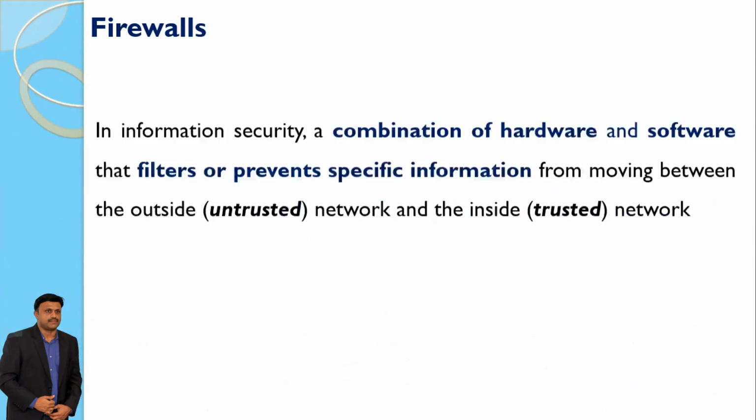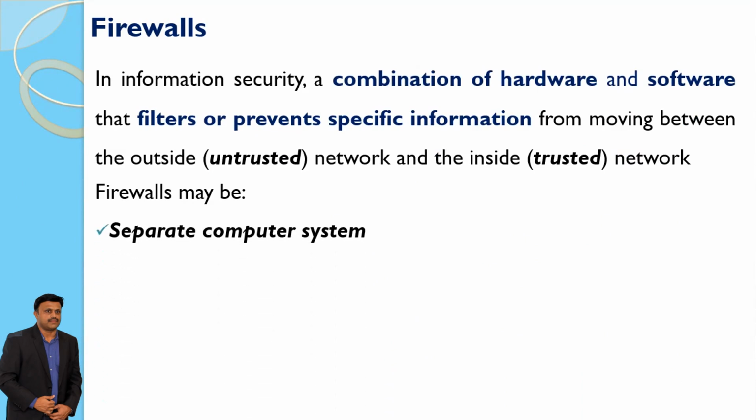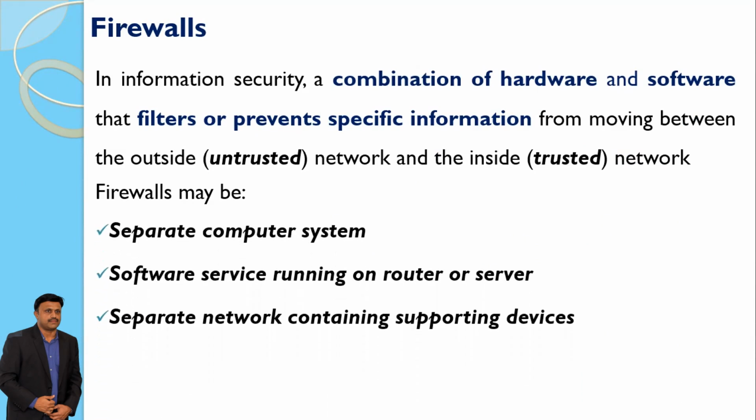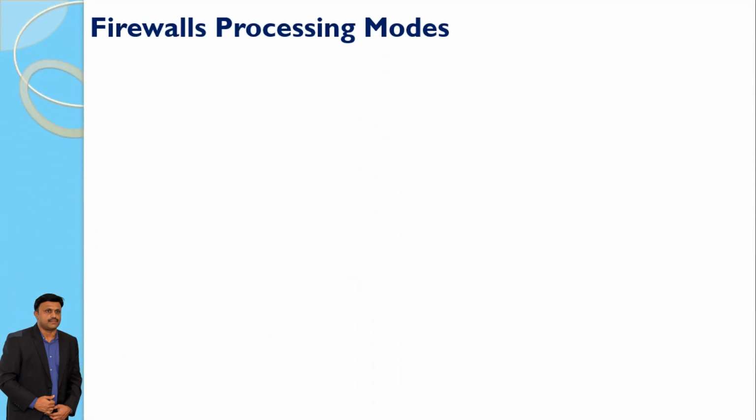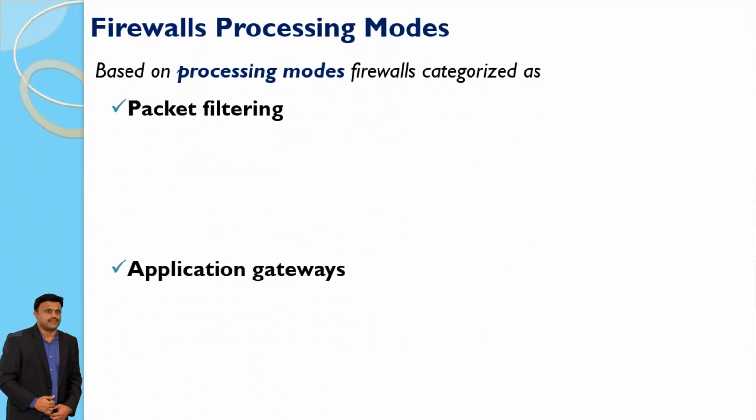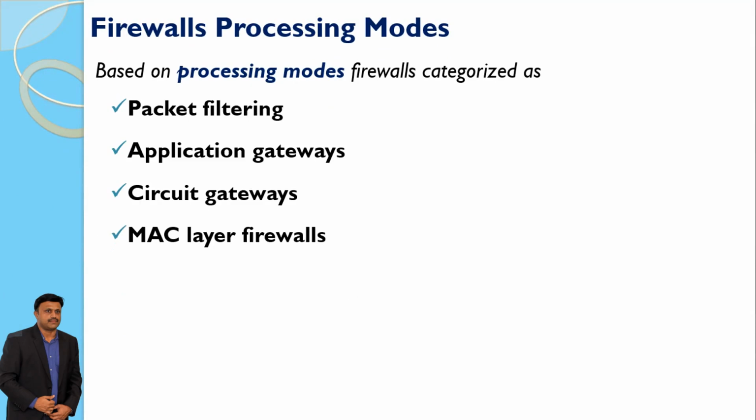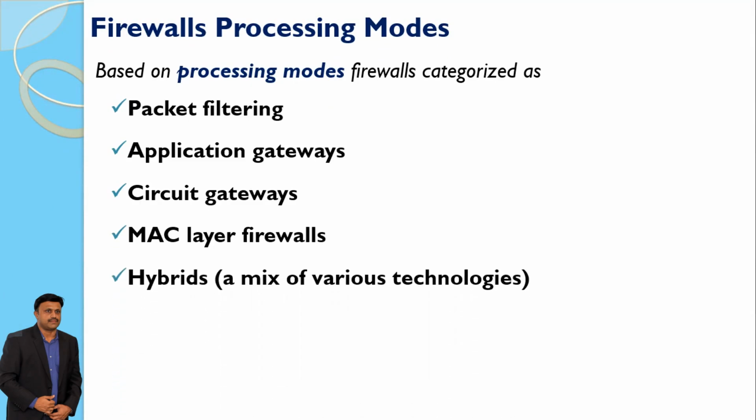Firewalls are a combination of hardware and software that filter or prevent specific information from moving between untrusted and trusted networks. They can be separate systems, software services, or networks with supporting devices. Firewalls can be categorized based on processing modes such as packet filtering, application gateways, circuit gateways, MAC layer firewalls, and hybrids, each offering different levels of security.